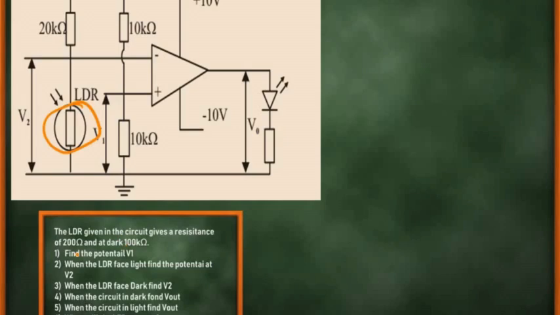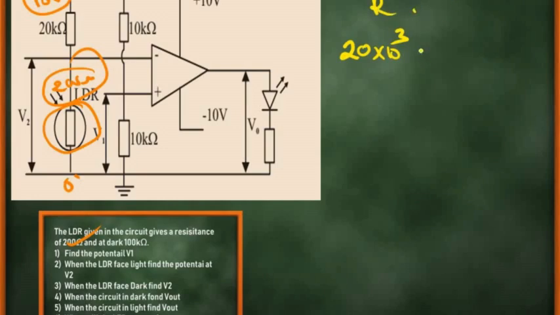The data they are giving us is that the LDR in the circuit gives a resistance of 200 ohms in light, and at dark, it's 100 kilo ohms. So here it's light, so it's 200 ohms. Okay. Again, I'm going to apply the potential divider method. Here the potential is 10 volt and here it's grounded, 0. So I'm going to apply the ratio. 20 kilo ohms, that is 20 into 10 to the power 3, is the resistance ratio I'm going to apply here, against 200 ohms.